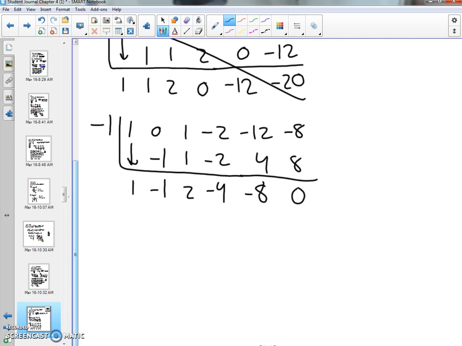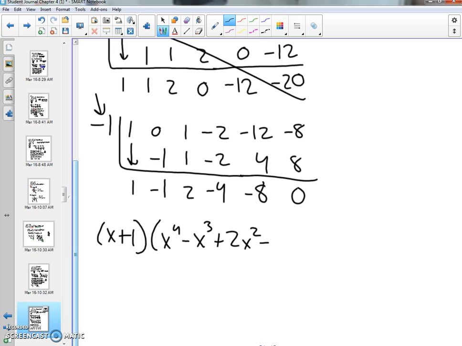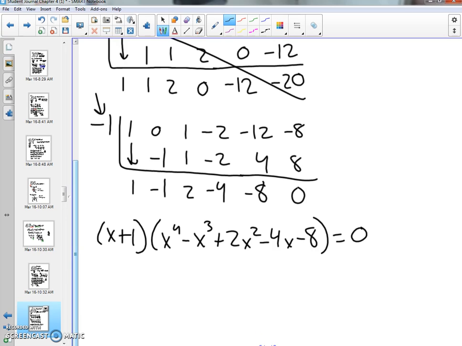So here I do get a remainder of 0. So at this point I have x plus 1, because I know this is a factor. And I'm left with x to the 4th minus x to the 3rd plus 2x squared minus 4x minus 8 all equals 0. So I still am left with something that is too much to do factoring by grouping. So the deal is I have to try that rational root theorem again.